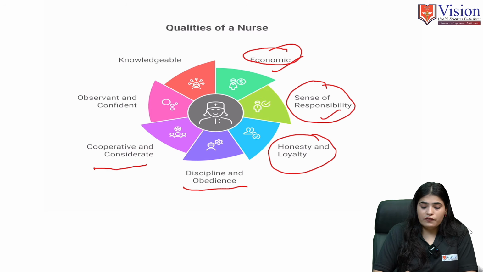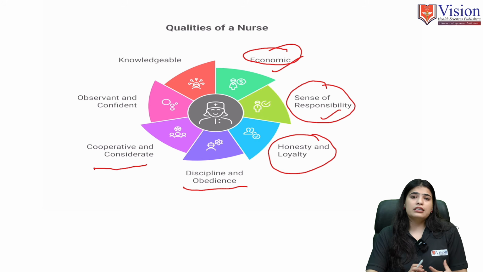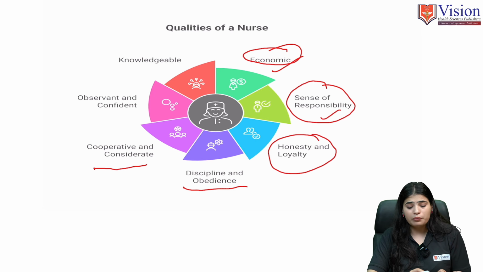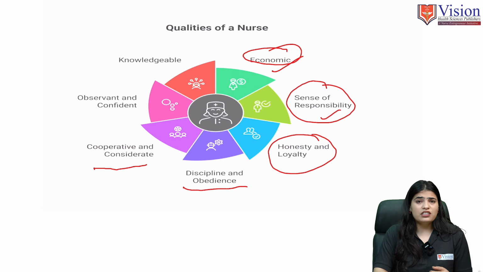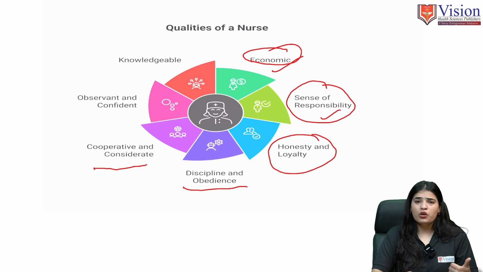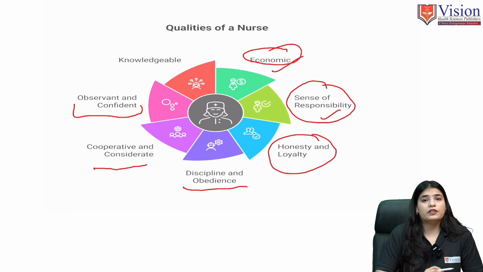Next is cooperative and considerate. Nurses, as healthcare team members, are working with everyone. They are working with the family, with the patient, with healthcare team members. So they should be cooperative and they should also consider the opinions of other healthcare team members or the family members also. Observant and confident.